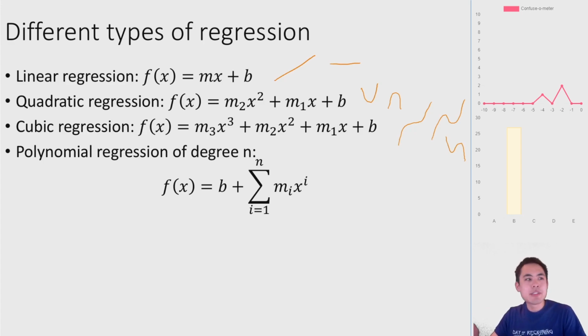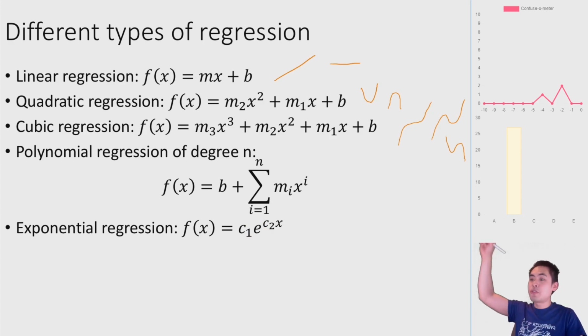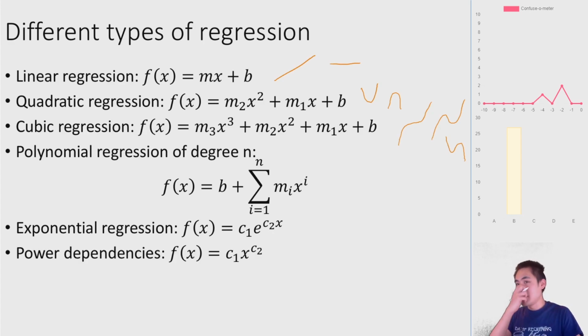Sometimes, though, maybe your data doesn't look polynomial, and you might want to use a different type of function. So we also have exponential functions, and so you can also do exponential regression, where you have two different coefficients that you're trying to figure out to create an exponential function that looks like the best fit to your data. And very closely related to that, you also have power dependencies, where you have these two coefficients, and you have your independent variable to some power that determines your dependent variable.